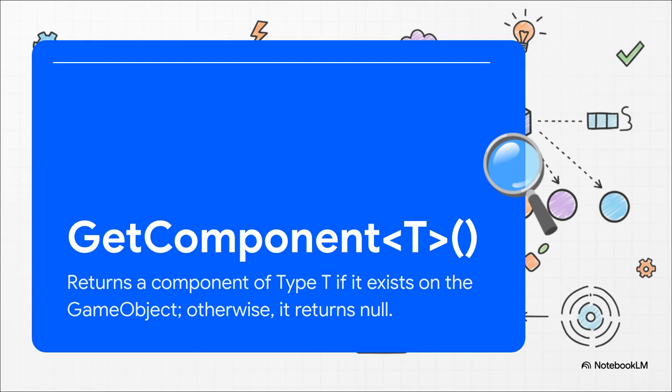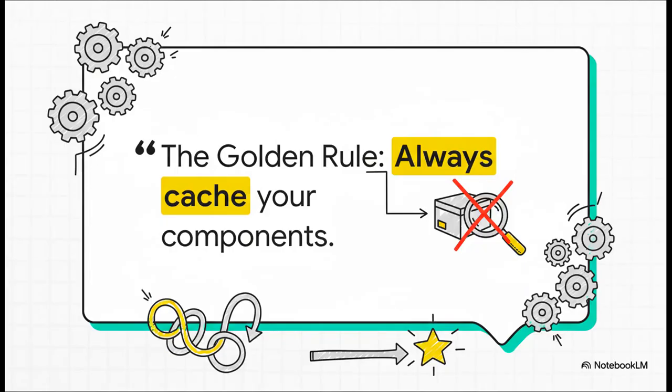It sounds super straightforward, right? But its simplicity actually hides a major performance trap. And this brings us to what I call the golden rule. Seriously, this is the single most important thing you need to burn into your memory, not just for the exam, but for your whole career. And it's simple. Never search for the same component more than once, if you can possibly avoid it.